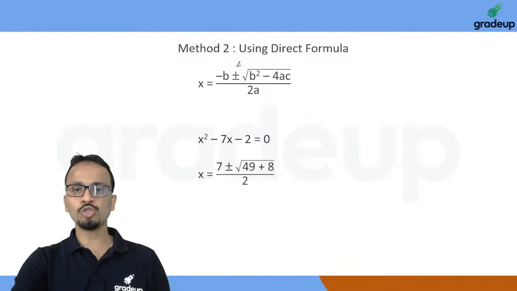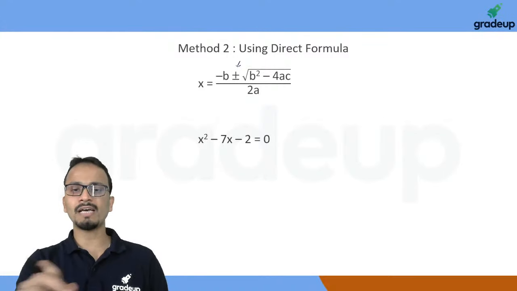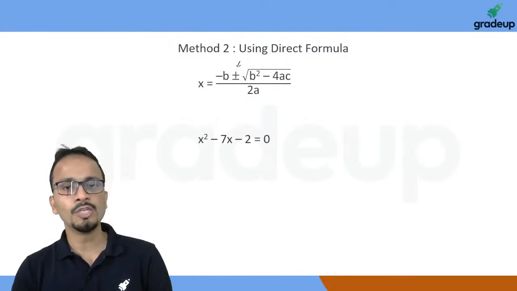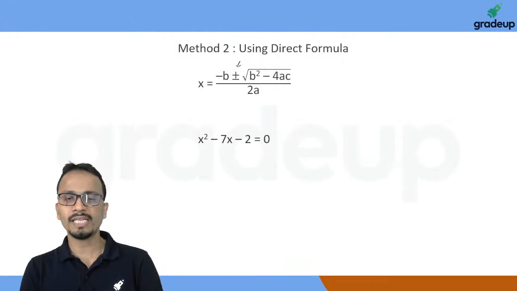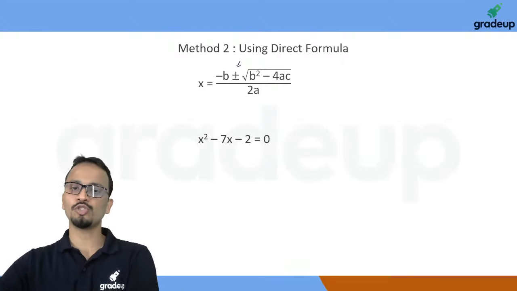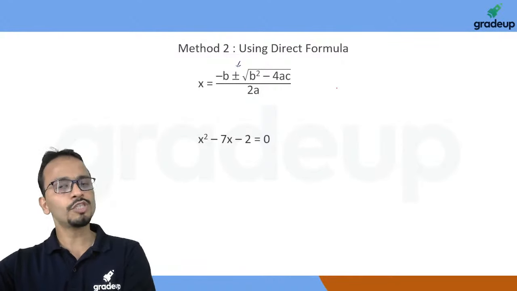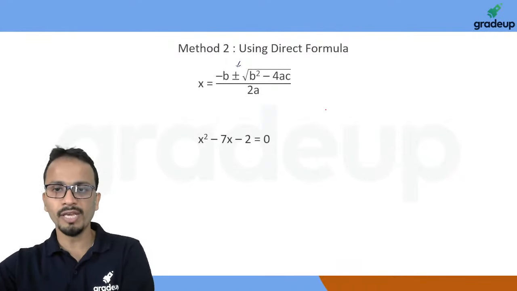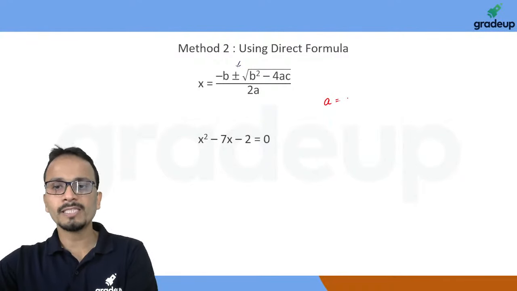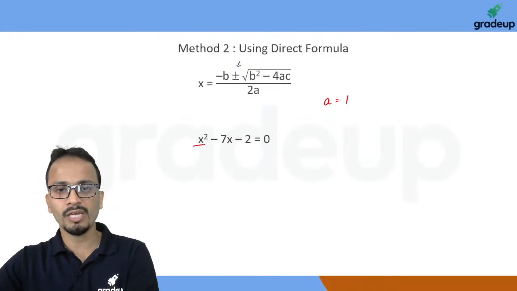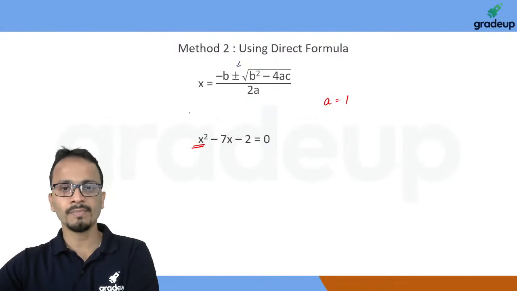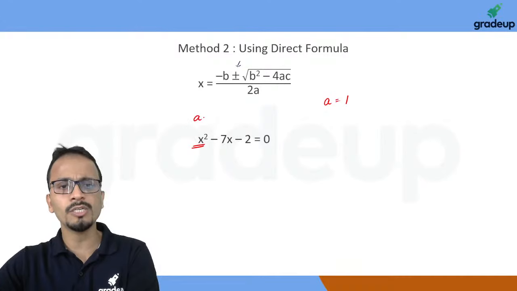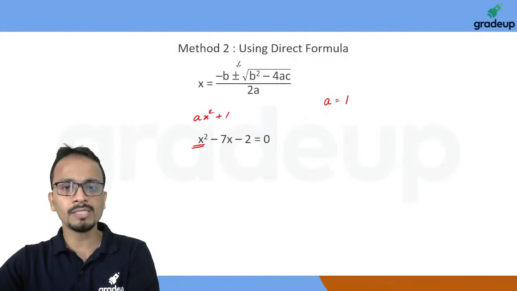Okay, so just to show you the application of this formula, let's have a look at this example. So I have considered the equation x square minus 7x minus 2 equal to 0. Now first of all, quickly let's write the values of a, b and c. So the value of a in this case will be 1. Here the value of a is 1. I'll compare it with the standard equation ax square plus bx plus c equal to 0.